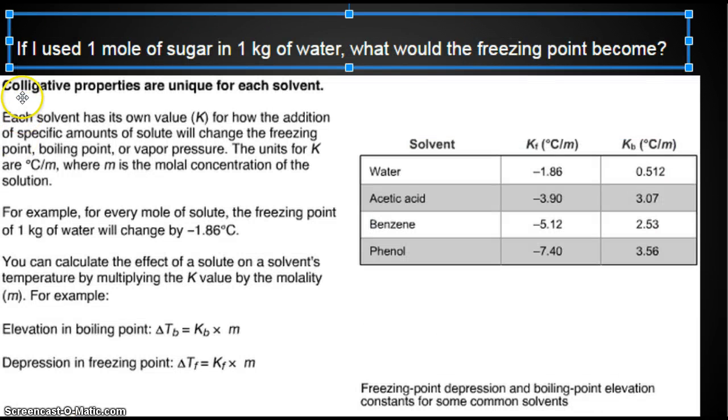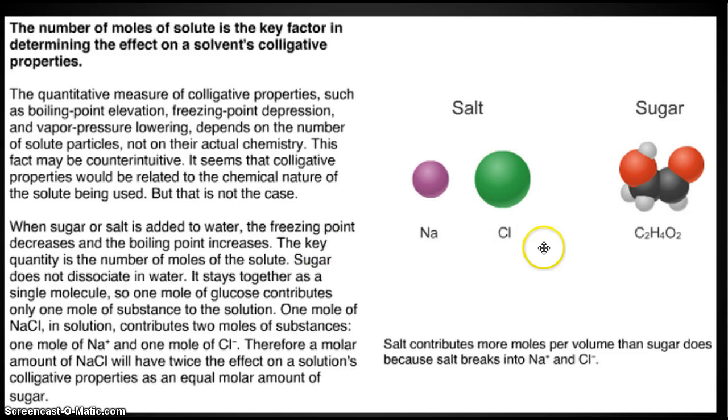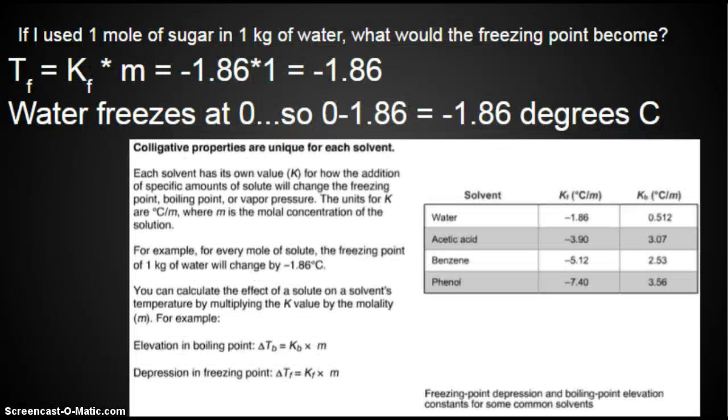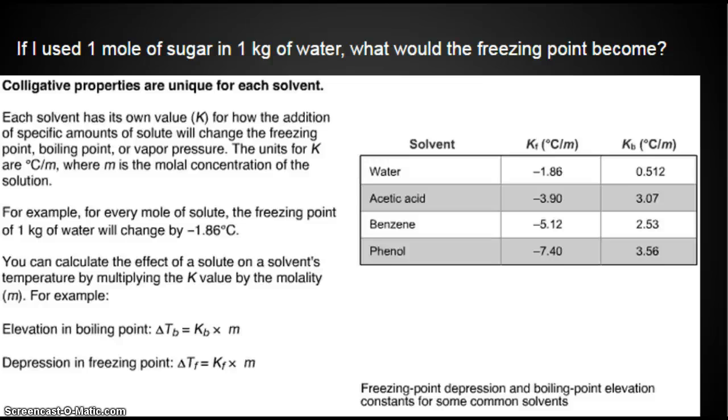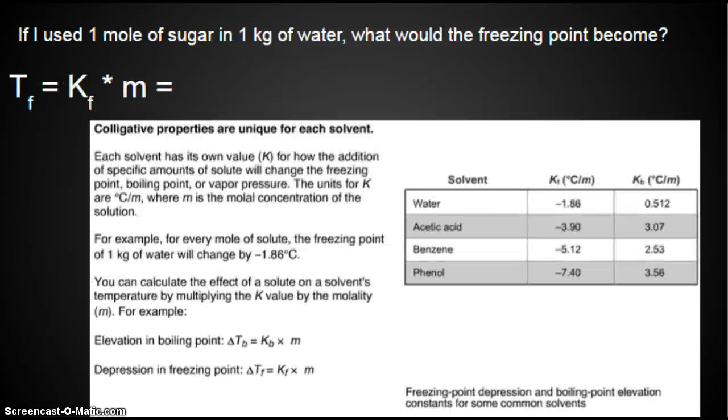All right, so let's look at our problem, which I did change to sugar. I'm not going to try and trick you guys on this whole dividing up. We're just going to use sugar the whole time, okay? You don't have to worry about if it splits up into 1 mole or 2 moles or 15 moles. When I say 1 mole, I just mean 1 mole. If I used 1 mole of sugar in 1 kilogram of water, what would the freezing point become?